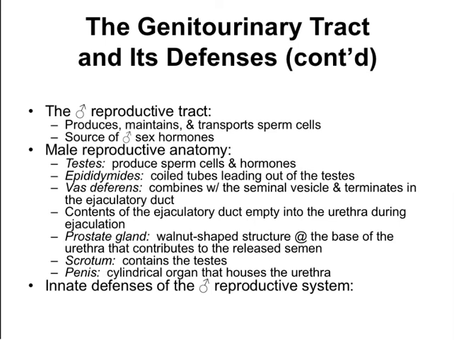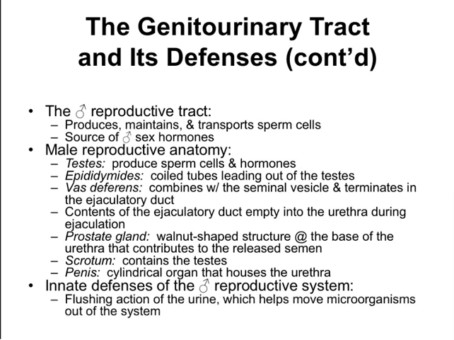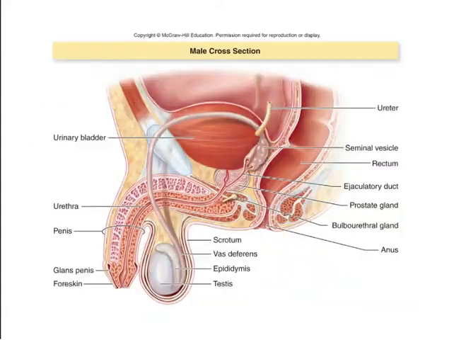And the penis is going to house the penile urethra. Remember that it has three columns of erectile tissue, the corpus spongiosum that surrounds the penile urethra, and the paired corpora cavernosa on the dorsal penis. And when they engorge with blood, that's when an erection occurs. Defenses in the male reproductive system include the flushing action of the urine, which moves microbes out of the system. And you can see the anatomy here.